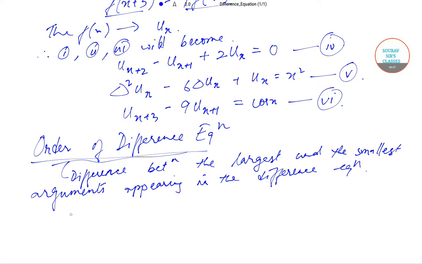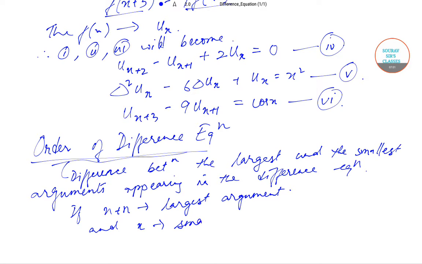So basically, if x plus n is the largest argument and x is the smallest argument of a difference equation, in that case order will be equal to x plus n minus x, which is equal to n.